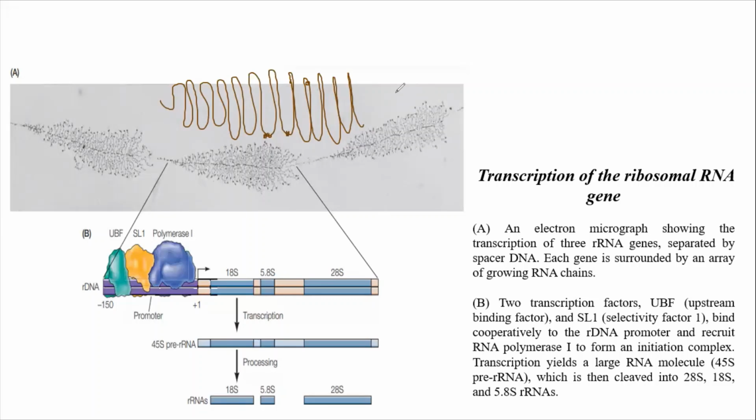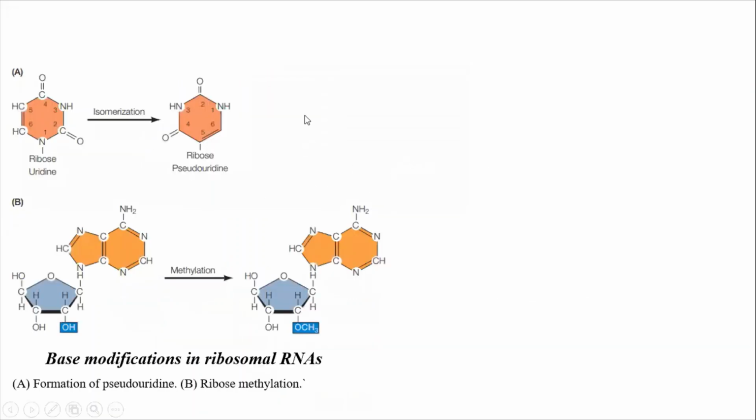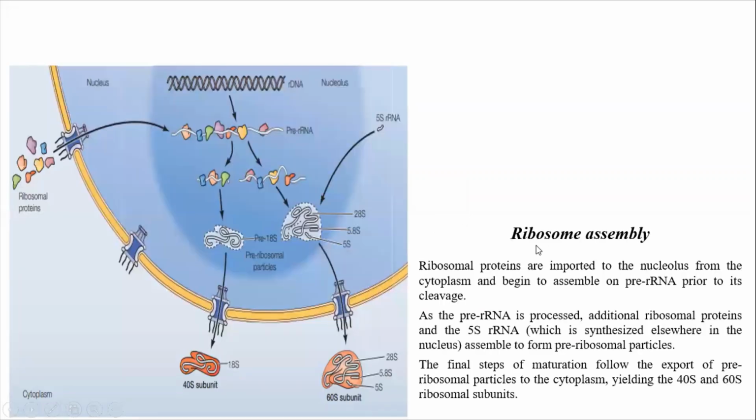Okay. Now, this also we have talked about, the base modifications in the ribosomal RNAs. If you remember the pseudouridine and ribose methylation, we talked about them when we were talking about the tRNA, uridine, pseudouridine, right? So those are the base modifications which are important. You don't need to memorize the structures, it's okay, you can skip that slide.